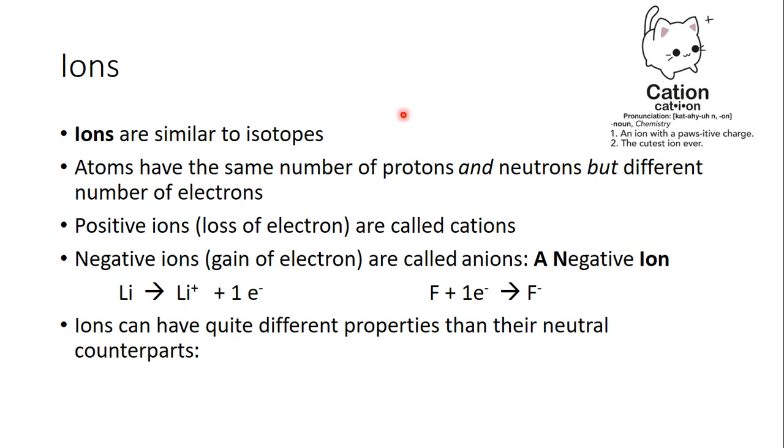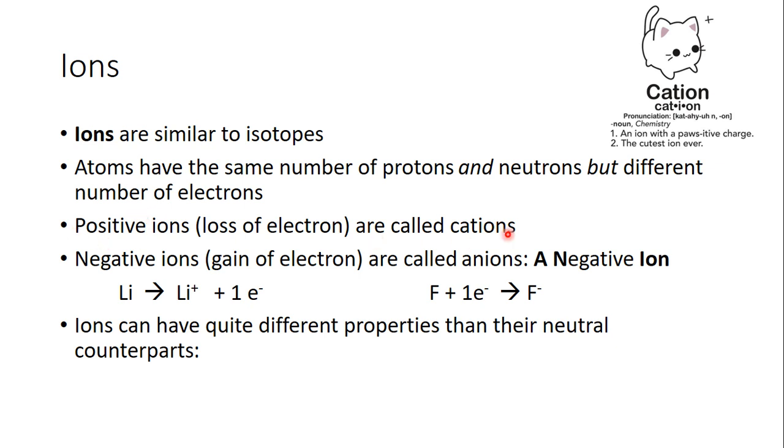Last thing we're going to talk about in this video are ions. So ions are similar to isotopes, and here ions have the same number of protons and neutrons, but what is different is the number of electrons. If an atom is positive, that is, it has more protons than electrons, it has a positive charge, and it's called a cation. If an atom has more electrons than protons, it has a negative charge, and it's called an anion.